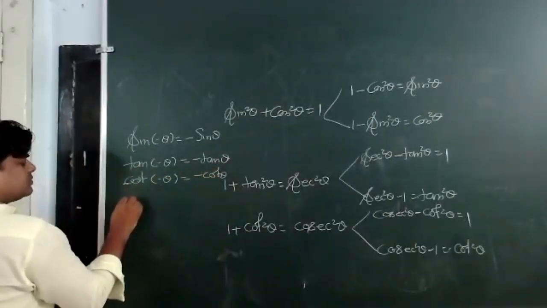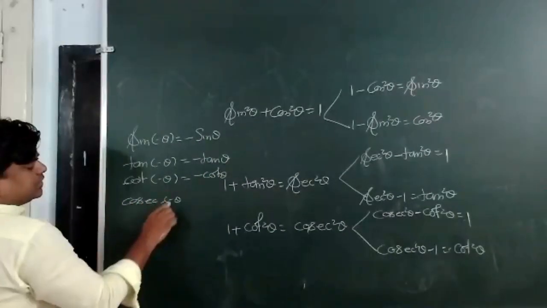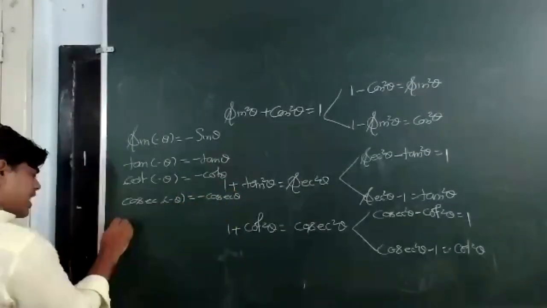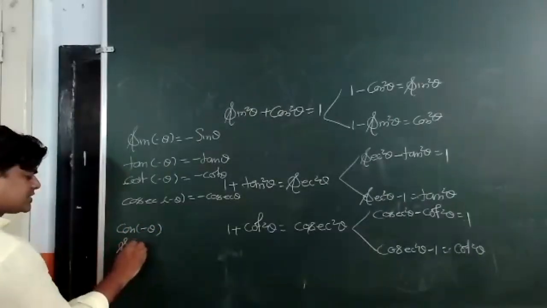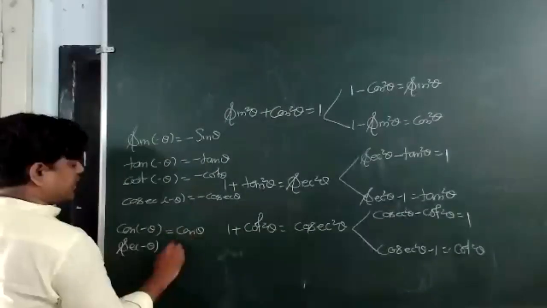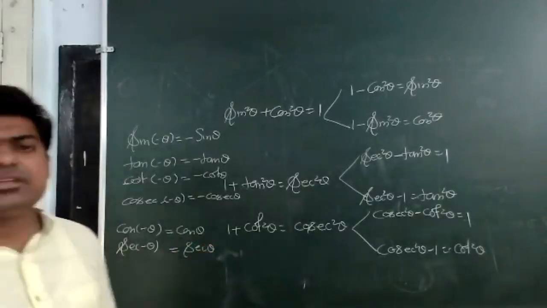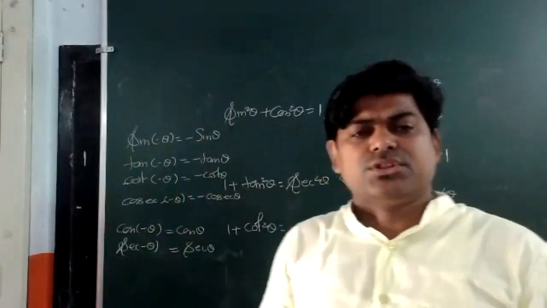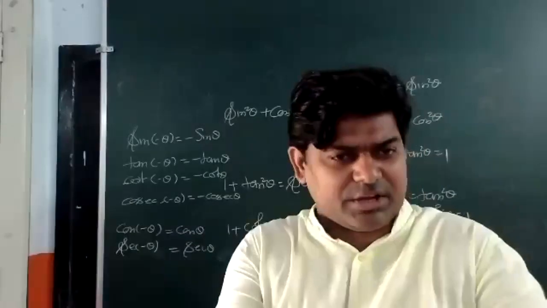If I have cosec minus theta, it can be written as minus cosec theta. But if I am talking about cos minus theta and sec minus theta, it will be cos theta and it will be sec theta. And there are reasons. The first reason is the quadrant concept, which I will discuss next.